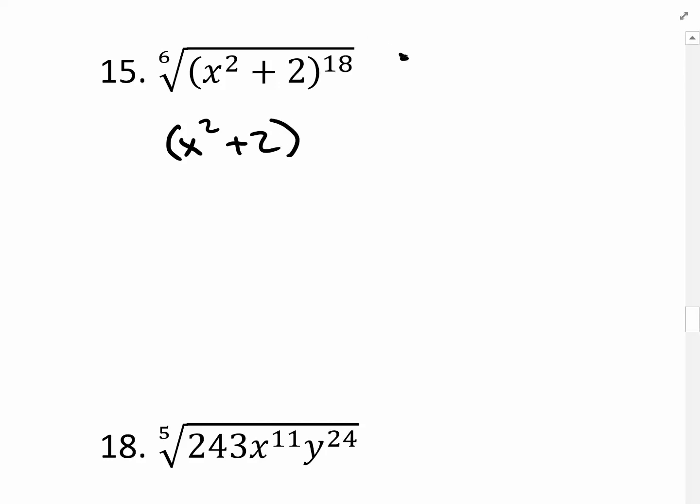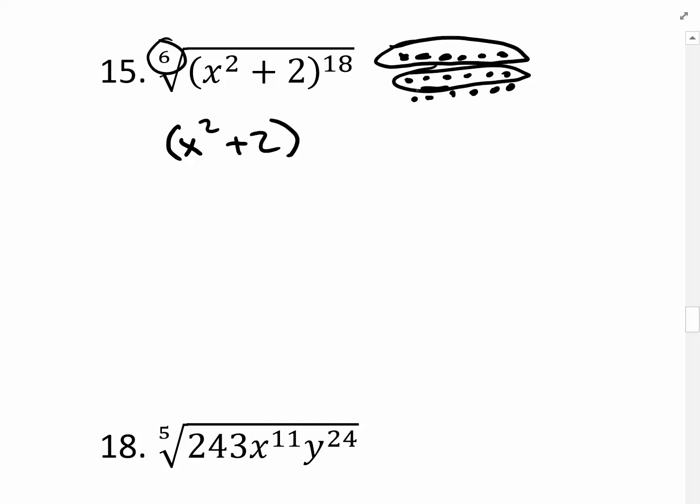So I make 18 dots, which is kind of a lot of dots to make. 1, 2, 3, 4, 5, 6, 7, 8, 9, 10, 11, 12, 13, 14, 15, 16, 17, 18. And I need groups of 6 of a kind. So here's 6, 6, 6, 3 get out.